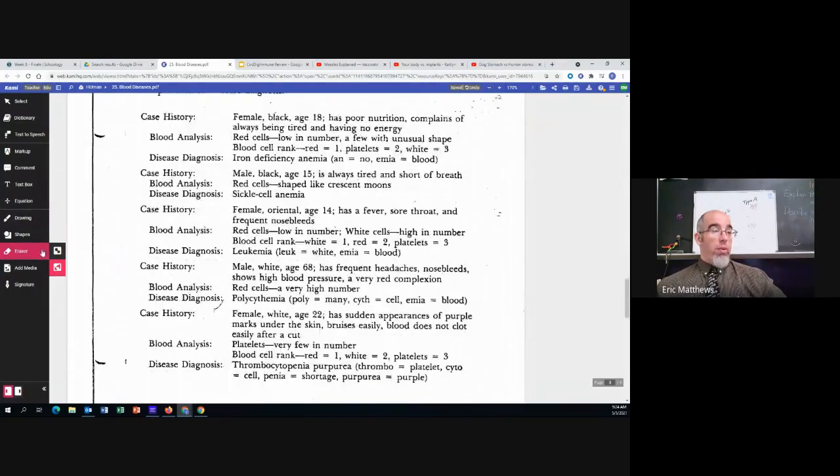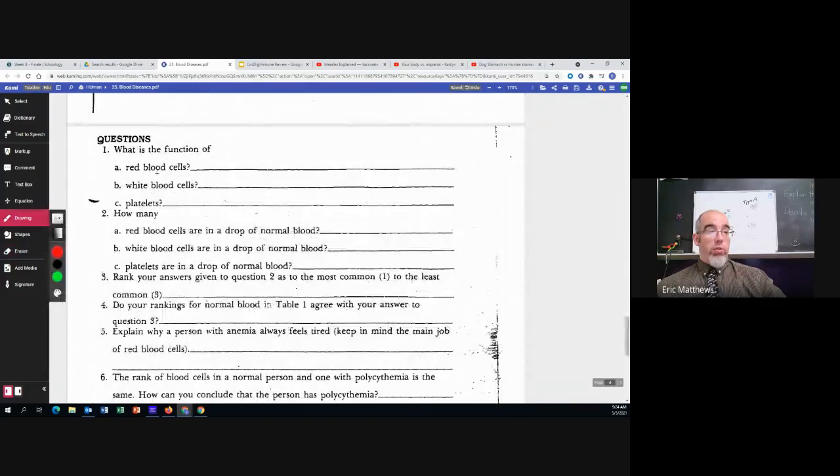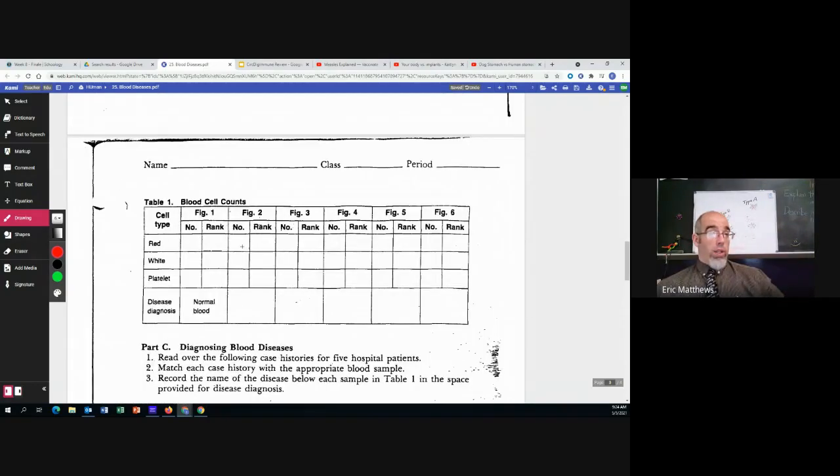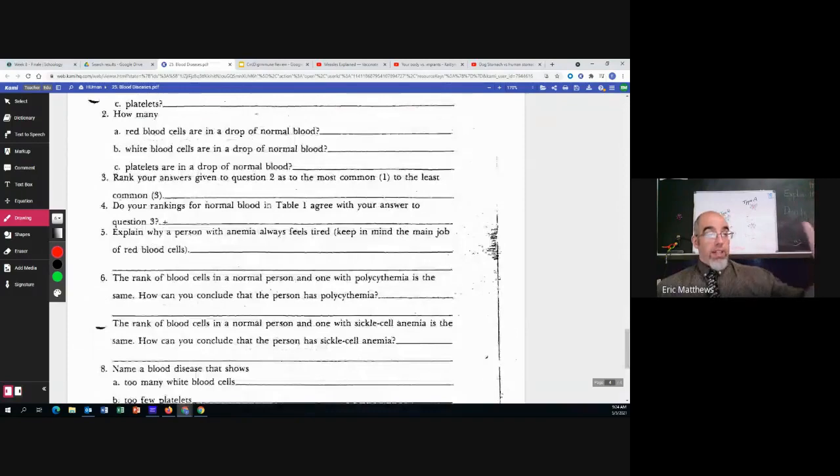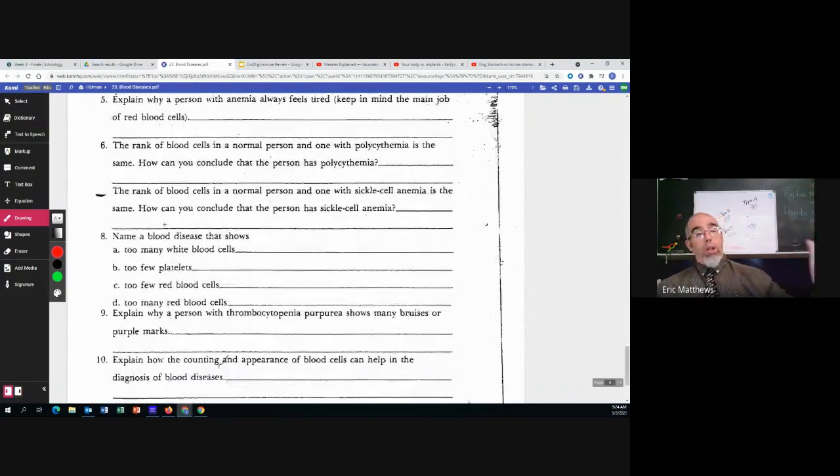And then we finally will come down to the end. What is the function of red and white blood cells and platelets? Talked about all of them. They're up top, number 1 in the definitions. How many red, white blood cells and platelets are in a normal drop of blood? Normal blood was figure 1. It's the first one that we counted. So you'd have all your values right here to answer that. And it continues down like this throughout. All these questions, all the way 1 through 8, are all based on stuff that already has been done in the lab.